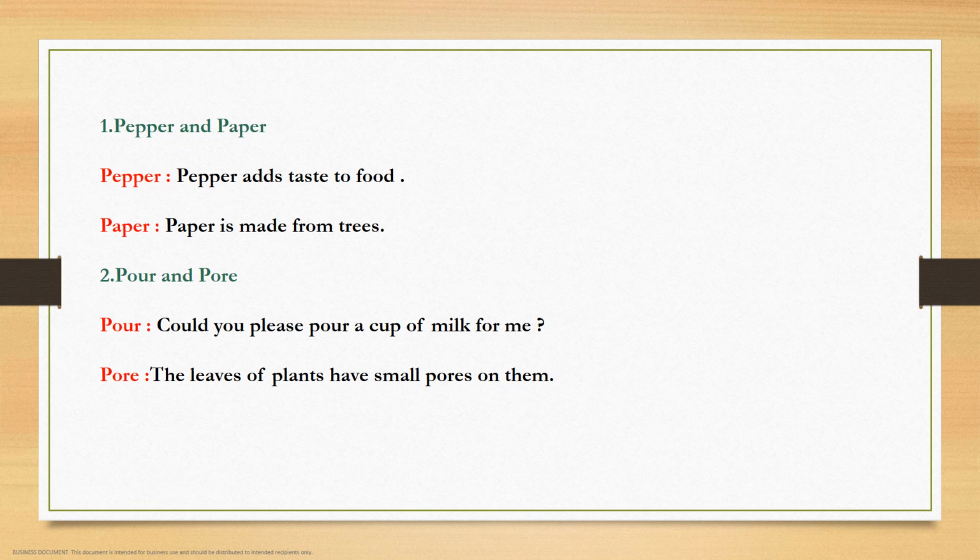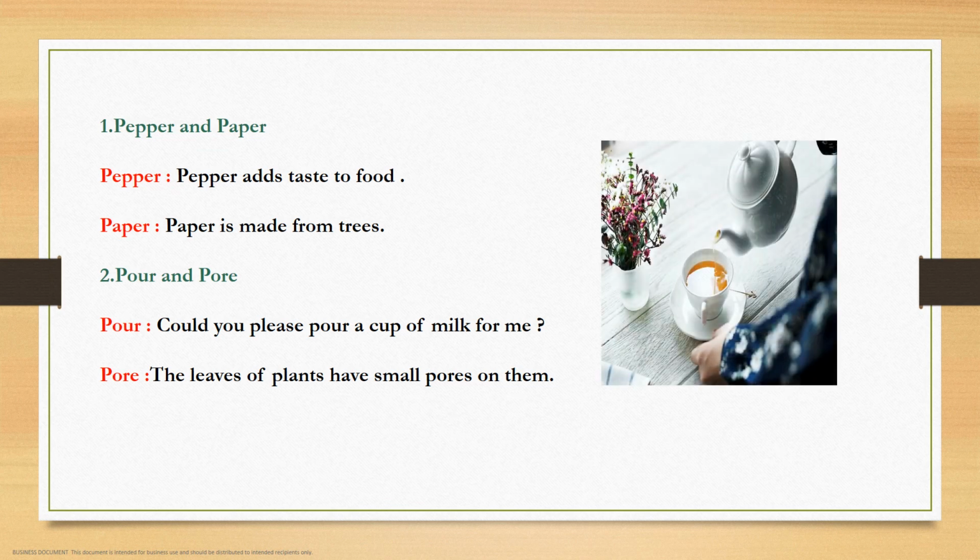I'm sure you have. Moving on to next set, it is pour and pore. Pour, P-O-U-R, pour. An example would be, could you please pour a cup of milk for me? It means milk is lying in a vessel or in a kettle and you ask someone to put the milk in the cup for you. So that flow from the kettle to the cup is called pour. Could you please pour a cup of milk for me?